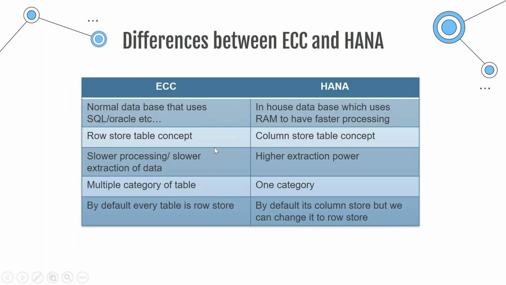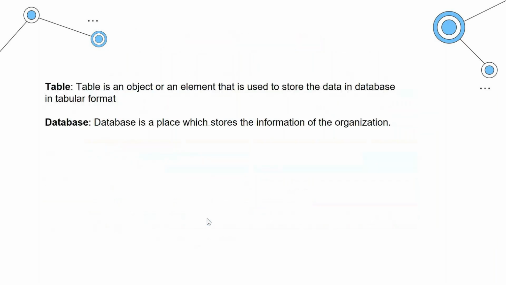In this table, I have two columns and five rows. This is a table, correct? This is how your data will be stored in the database also, in the tabular format. That is the reason it is called a database table. A database table is used to store your data in the database in a tabular format. That's it. Then what is a database? A database is nothing but a storage unit.